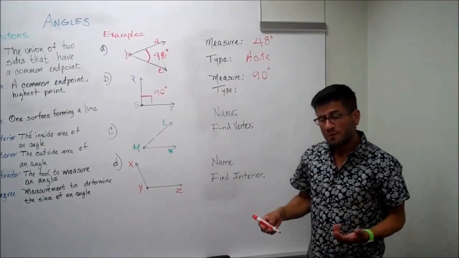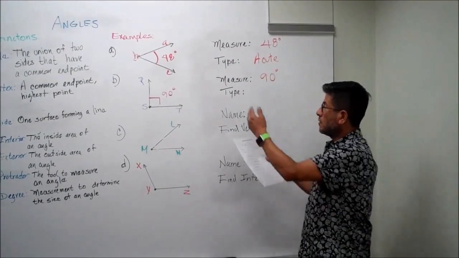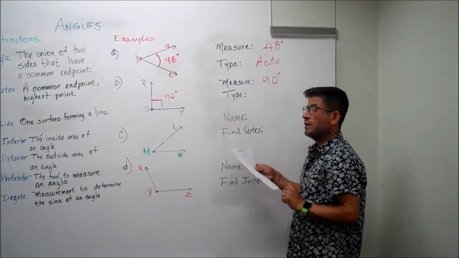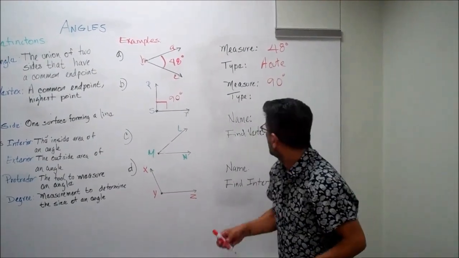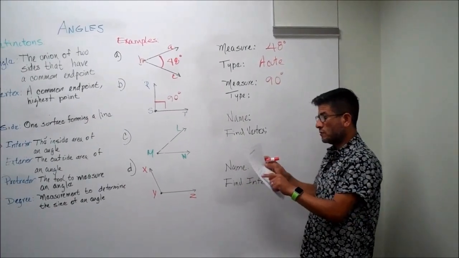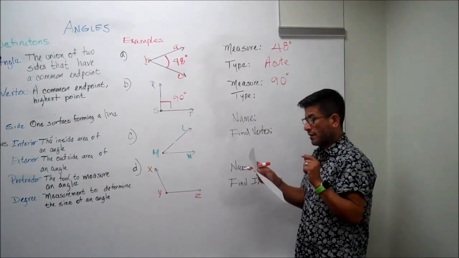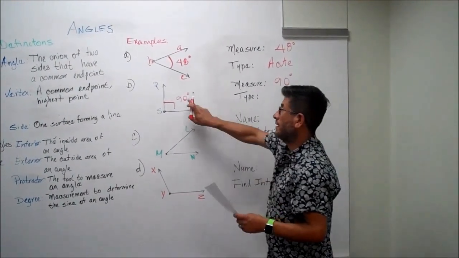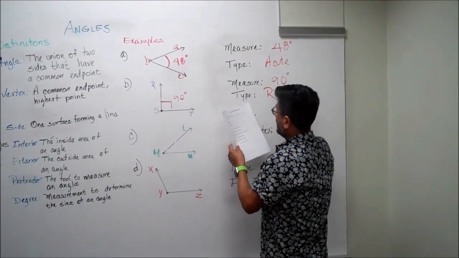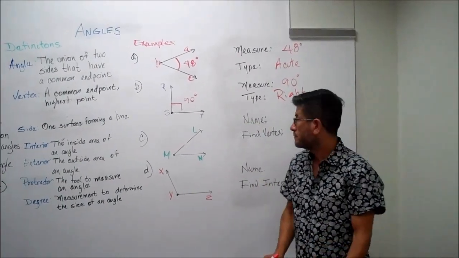Now it's asking us, well, what type of angle is this? Look at your handout, compare what you have on the board and what we have here, and it seems like we have a right angle. And how do we know it's a right angle? Look at the definition on the right angle. It says an angle that is 90 degrees exactly. And that's what we have. So it is a right angle.